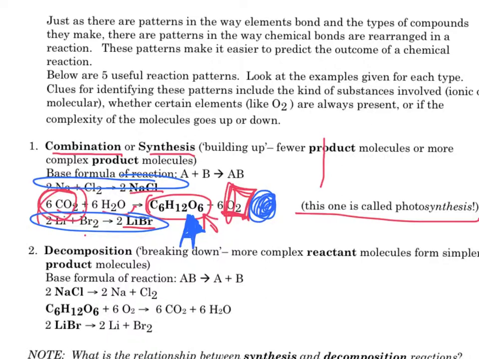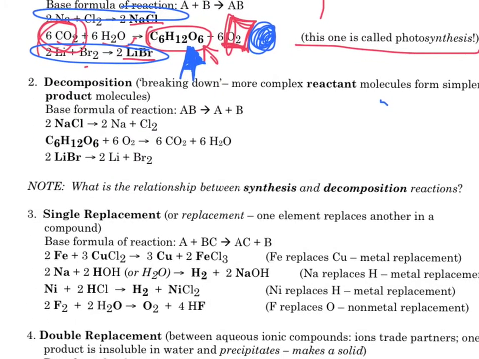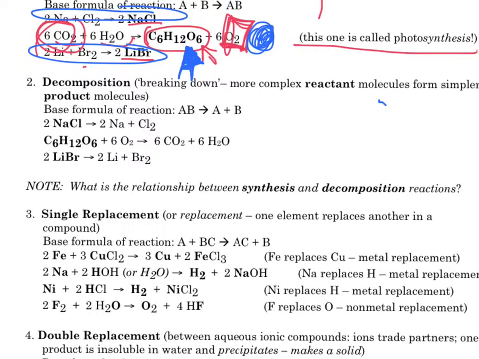C6H12O6. Okay, so moving on to our second set, decomposition, and this is basically the flip of a combination reaction. So we're just breaking down instead of building up. So you have your decomposition. More complex reactants break down to make simpler products. And if you notice, I have a simple base formula. AB breaks up into A plus B.